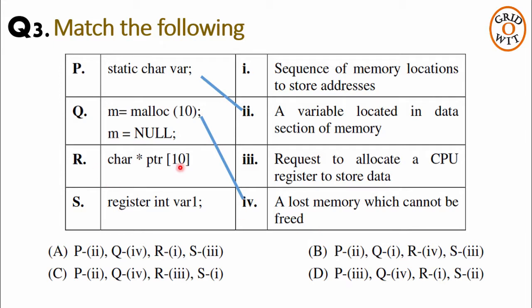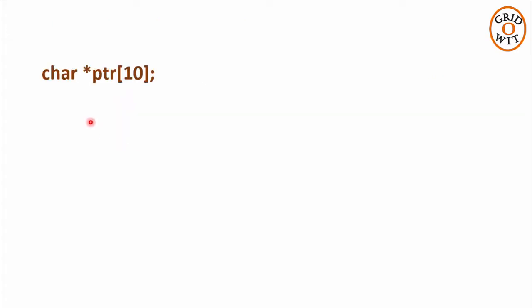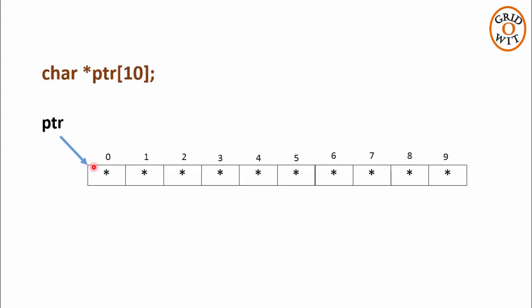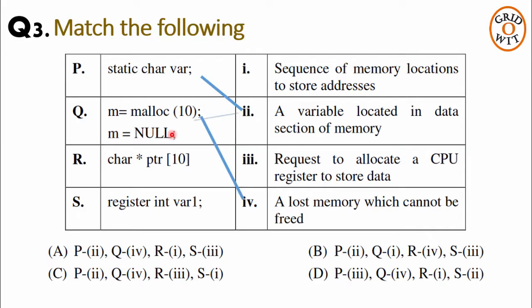Next statement is char *ptr[10]. With this statement, an array of 10 pointers will be created and each pointer in the array can store the address of a character variable. So the correct option which matched to it is a sequence of memory locations to store address.